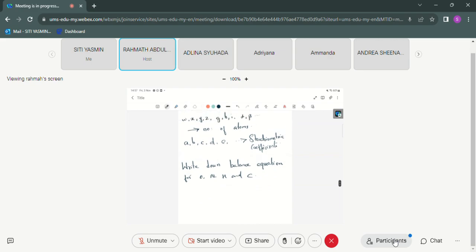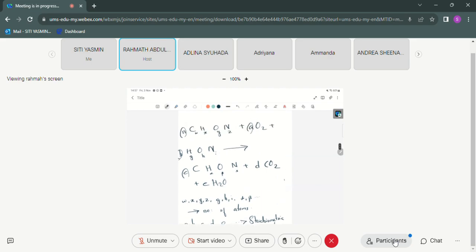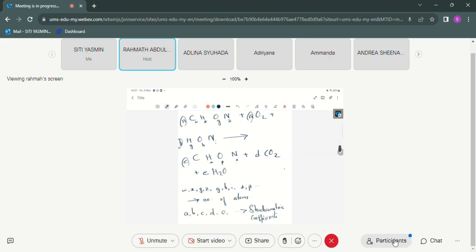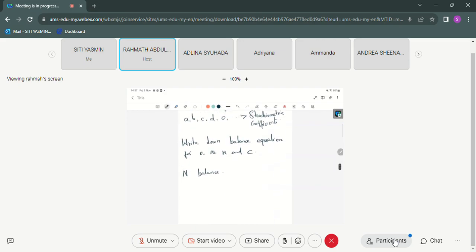Let's try nitrogen first. Nitrogen balance equation. For nitrogen, here you have 1, so it goes as NZ, and then over here you have I, so it will be BI, equals, over here is S and C, so C and S. So you write down the nitrogen balance like this: NZ plus BI equals CS.